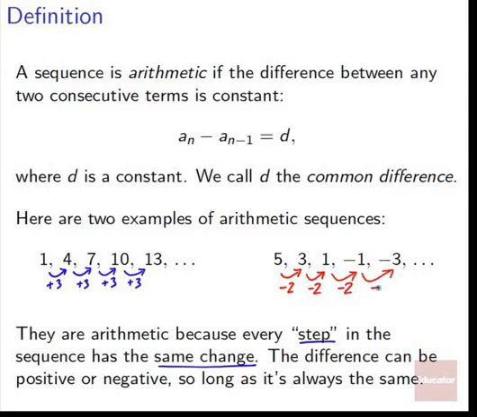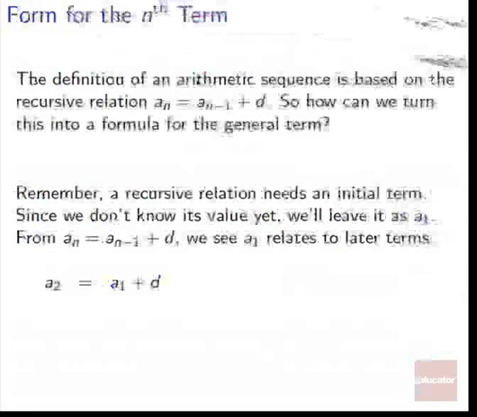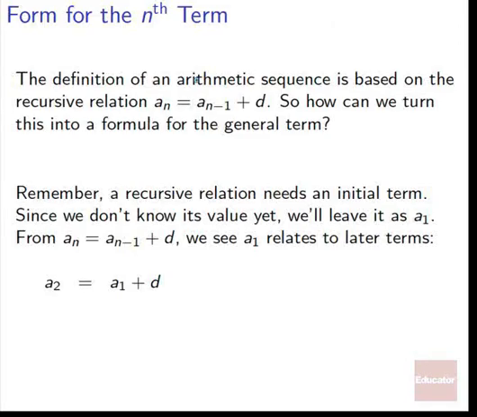Over here, 5 to 3, 3 to 1, 1 to negative 1, negative 1 to negative 3, it's minus 2, minus 2, minus 2, minus 2. And that pattern would continue as well. So in this case, our common difference is negative 2. We're adding negative 2 each time, or we can think of it as subtracting 2 each time. The important thing is that it's always the same. The difference can be positive, the difference can be negative, but it always has to be the same with each one. That's what makes it an arithmetic sequence.